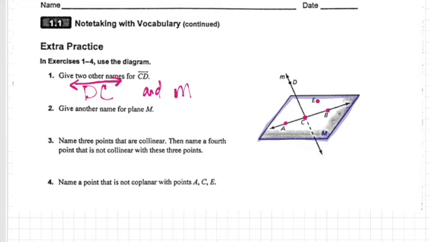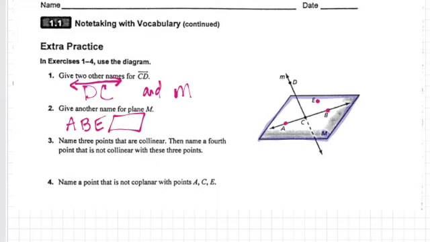But I know that A, C, and B, these ones are collinear. So that means that I can't use those. I have to use ones that are not collinear. So I could say A, B, and E. I could name that plane ABE.